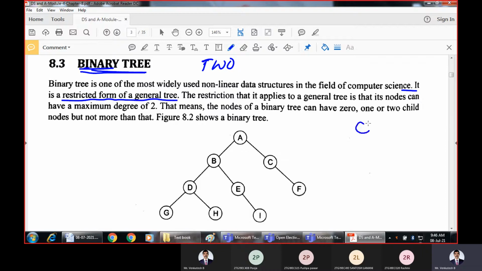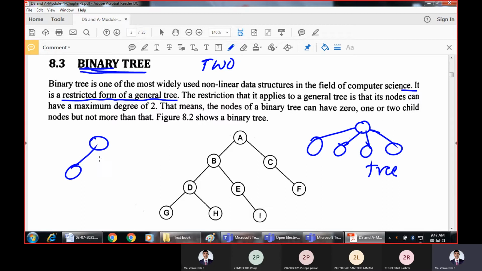In a general tree, a node can have multiple branches. For example, in this case, the tree has 4 branches: 1, 2, 3, and 4. Whereas this is called simply a tree. In a binary tree, every node can have a maximum of only 2 children. So this is an example of a binary tree.